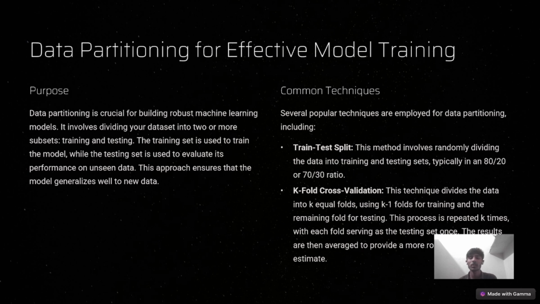Second, k-fold cross-validation. This technique divides the data into k equal folds, using k-1 folds for training and the remaining fold for testing. This process is repeated k times with each fold serving as the testing set once. The results are then averaged to provide a more robust performance estimate.